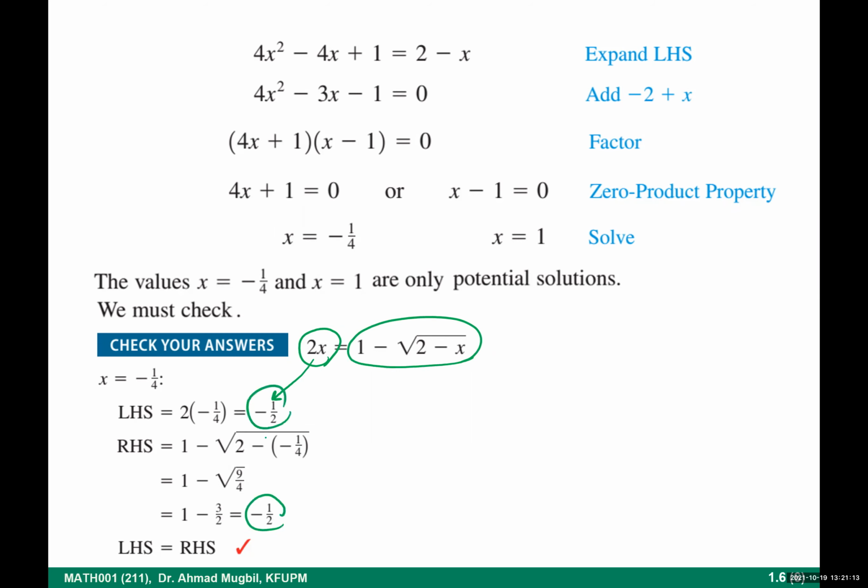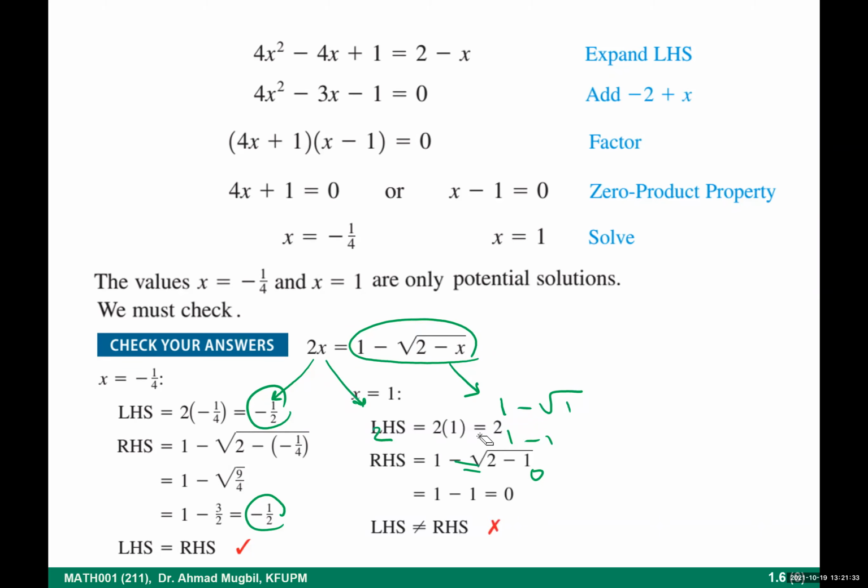You get the same answer. But look at 1. When you put x equals 1, what will you get here? If x is 1, this will be 1 minus the square root of 1, which is 1 minus 1, which is 0. And here, it will be 2. So 2 is equal to 0? If 2 equals 0, this would be a solution, but 2 is not 0.